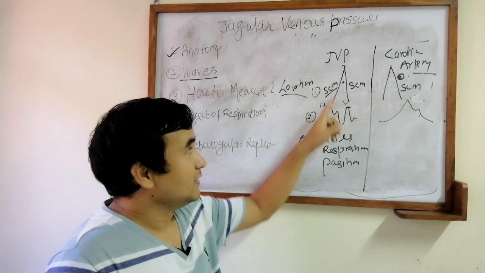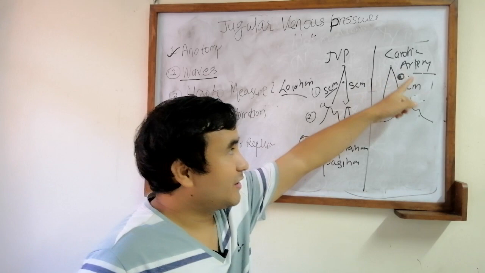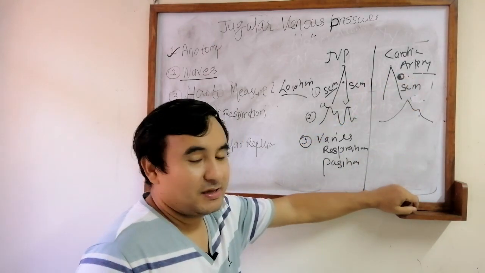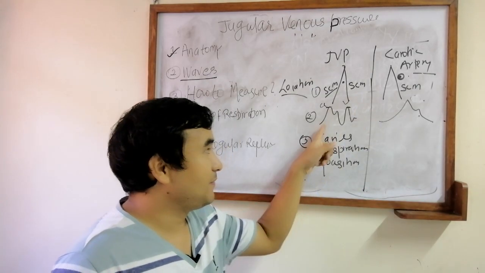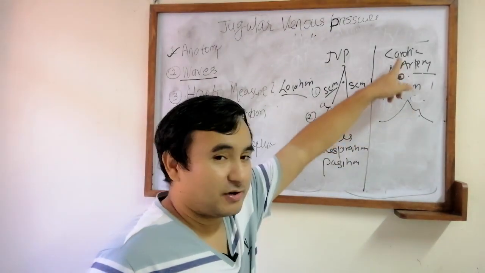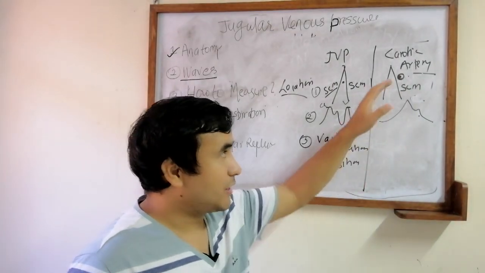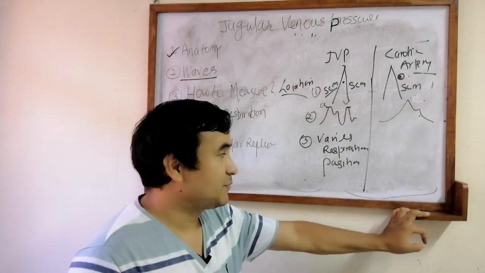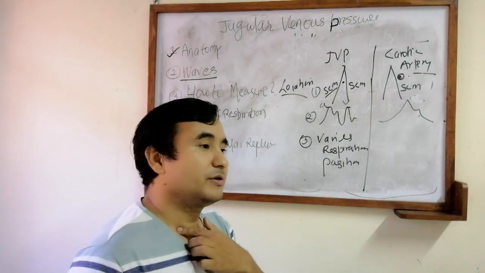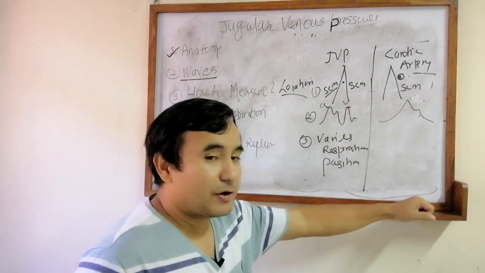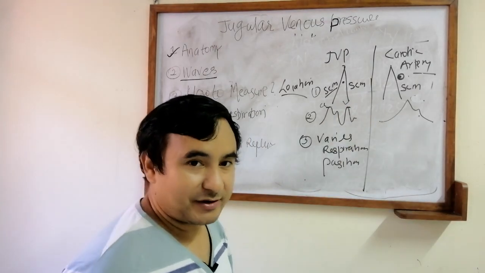Okay. So this is how we have to differentiate the JVP from the carotid artery. Location wise, the JVP lies in between the two heads of the sternocleidomastoid muscle. The carotid artery is on the medial side of the sternal head of the sternocleidomastoid muscle. Two positive deflections in JVP, one positive deflection in carotid artery. JVP varies with respiration and position, whereas carotid artery pulsation does not. We can occlude the JVP if you give the pressure over here, but we cannot occlude the carotid artery pulsation. This is how we can differentiate the JVP from the carotid artery pulsation.